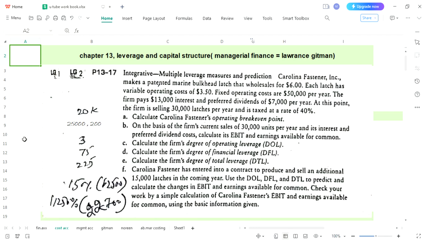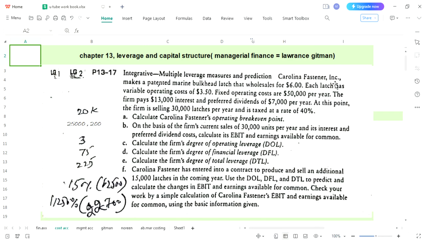This question is also very interesting, and a comparative study is involved in it, where a single firm is changing its number of units at different stages, with which we can use these three leverages to predict and calculate. Alright guys, so let's start our understanding.